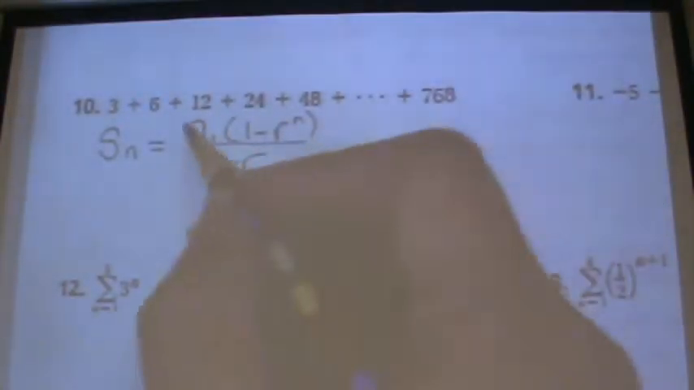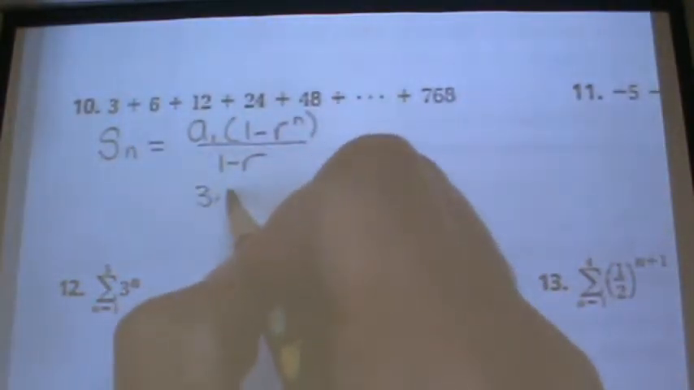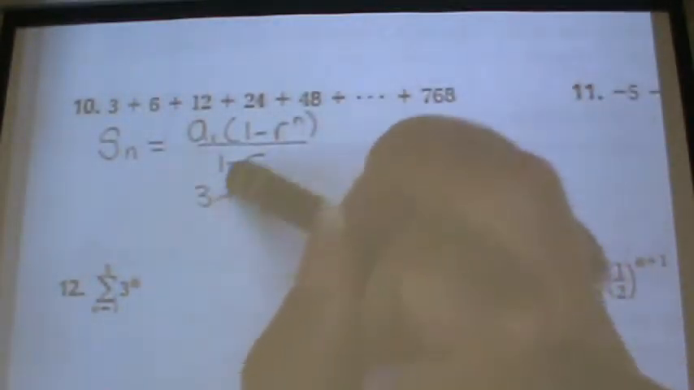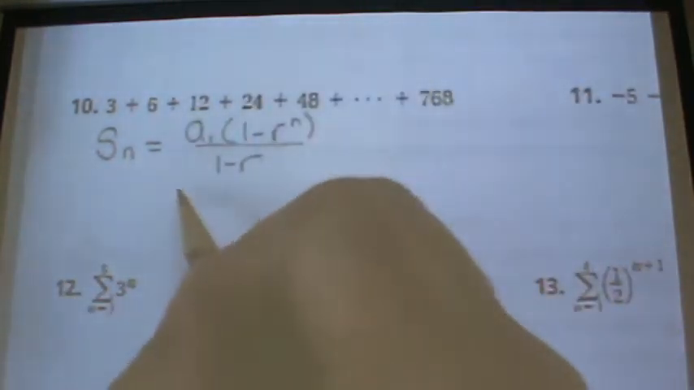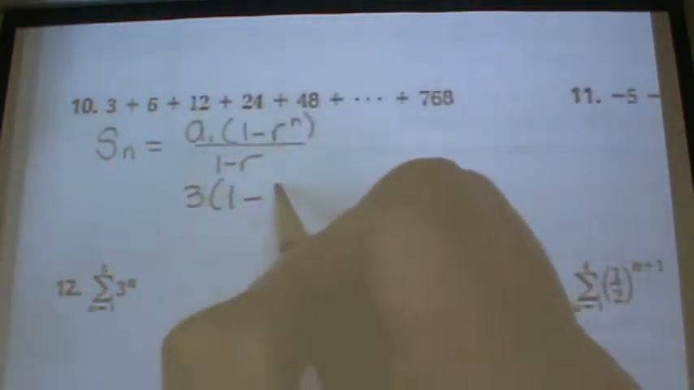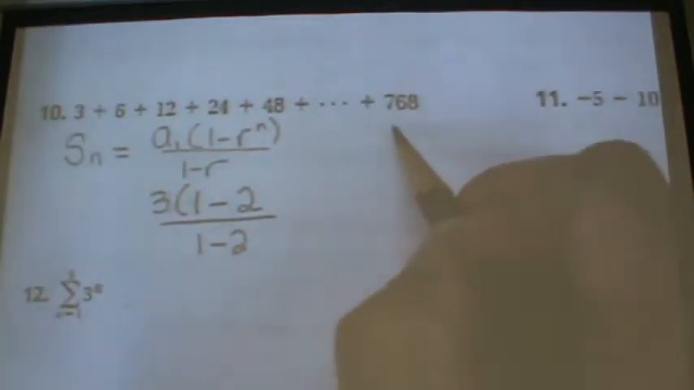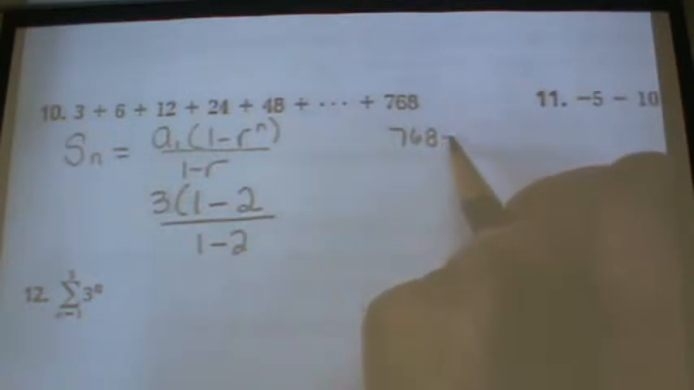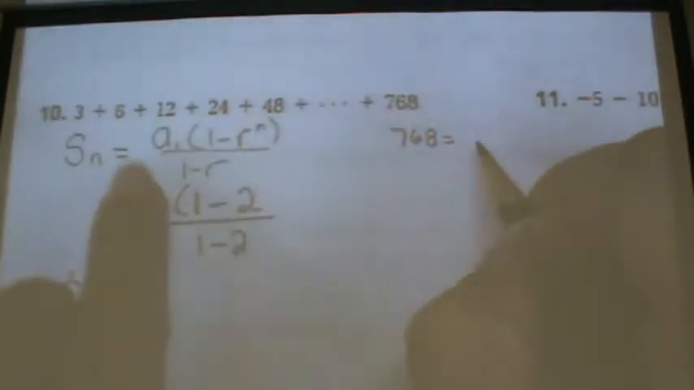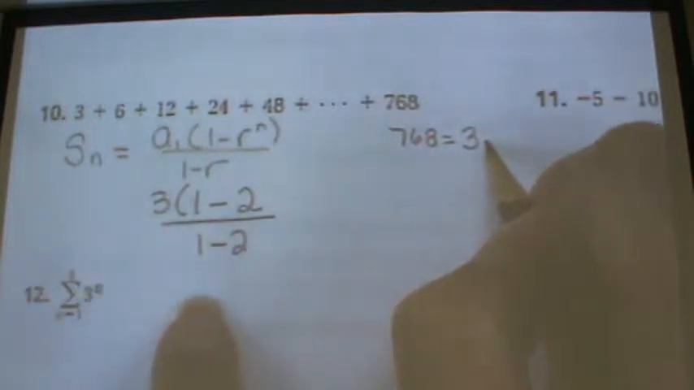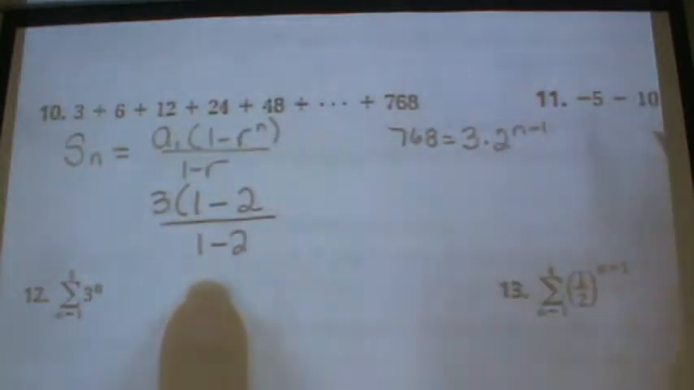Okay, so what is the first term in this sequence? 3. And actually this is a series because it has plus signs. 3 is your first term. Can you tell me what the r value is? 2. 3 times 1 minus 2 to what power? Now, this is what we don't know. 768 is the first term in the sequence times the ratio to the n minus 1 power.